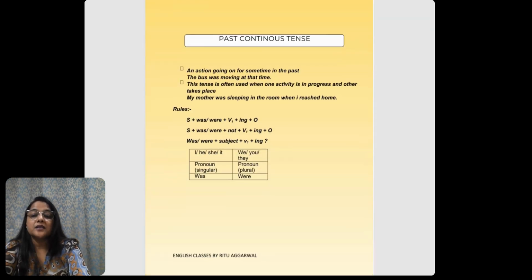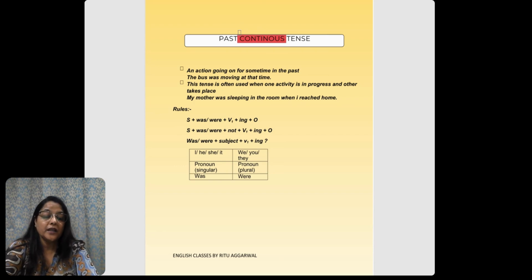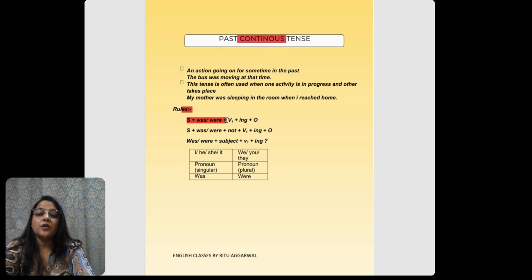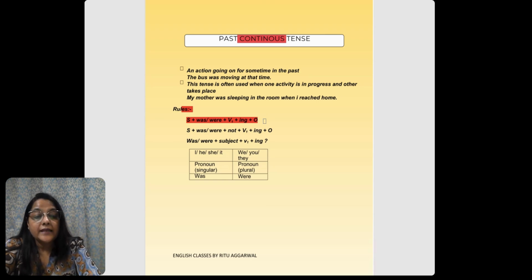Next is past continuous tense. Now again, recalling what is continuous tense? Ing. So ing form needs to be there. The rule is, what is the rule? SVO. Again, we talk about SVO formula. See, it's so easy now. So what you have learned is S plus was/were plus V1 plus ing. So V1 again is verb first form. With ing, you are always using verb first form.